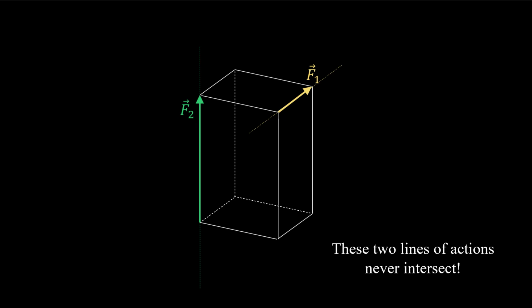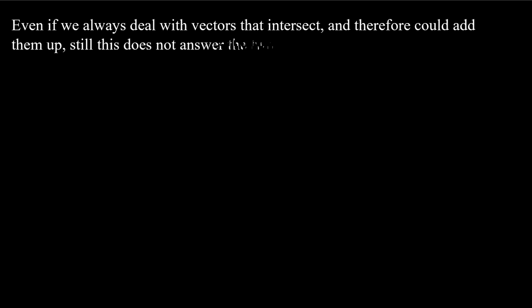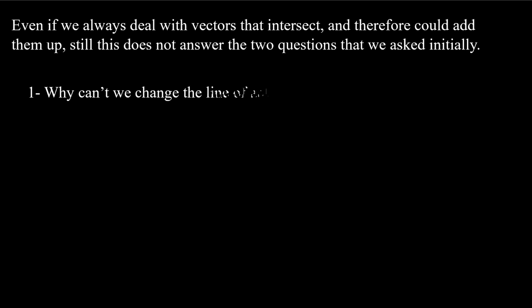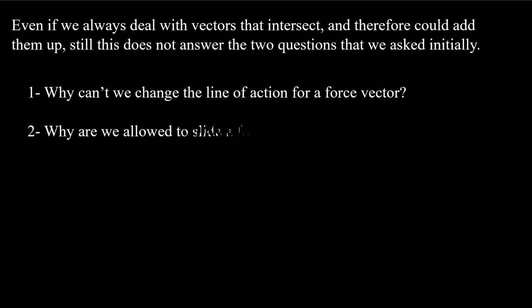Okay, I hope that so far you are convinced a little bit that we need a better way to add up force vectors. Also, here's the thing. Even if we always deal with vectors that intersect and therefore could add them up, still this doesn't answer the 2 questions that we asked initially. Why can't we change the line of action for force vectors? And why are we allowed to slide a force vector along its line of action?